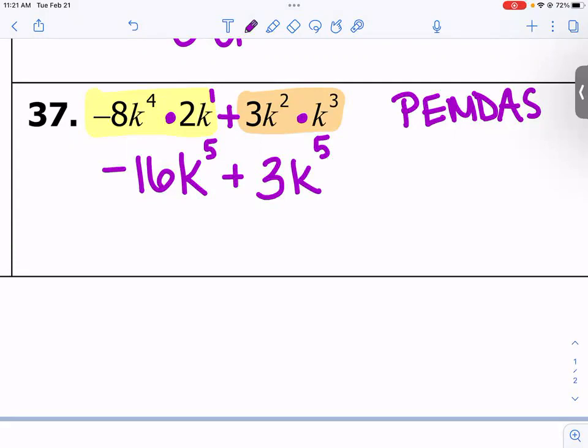Interesting. What do you notice? What are we left with? An addition problem where they match. Our variable and exponents match, which means we can take -16k to the 5th plus 3k to the 5th for -13.